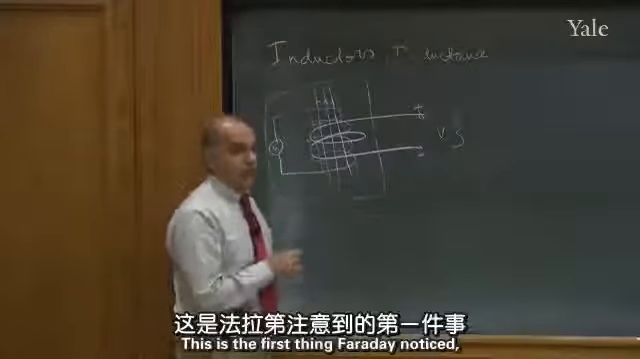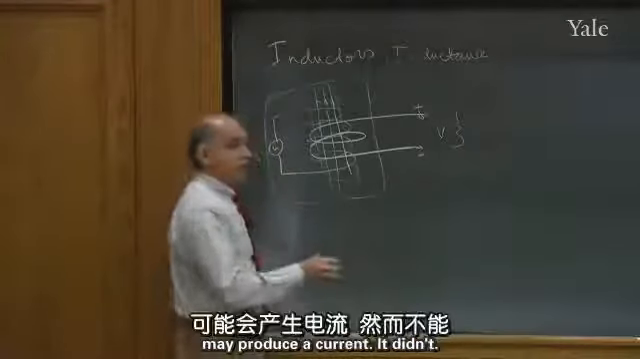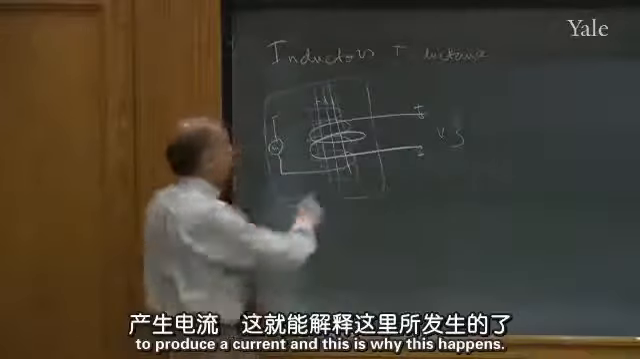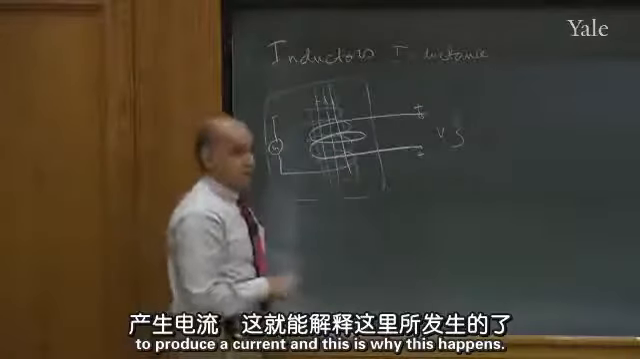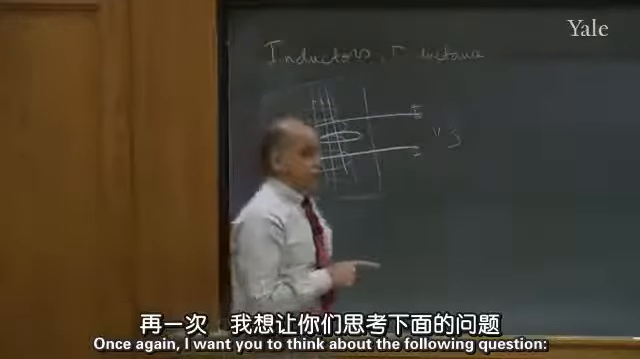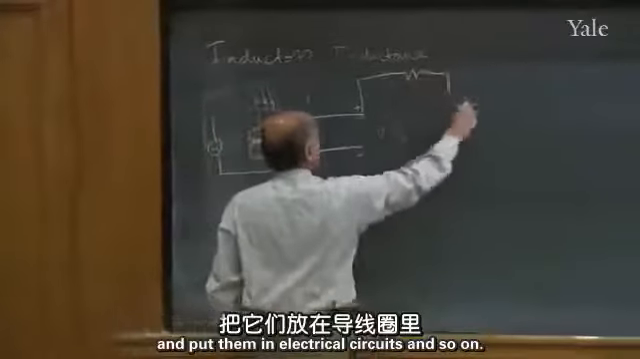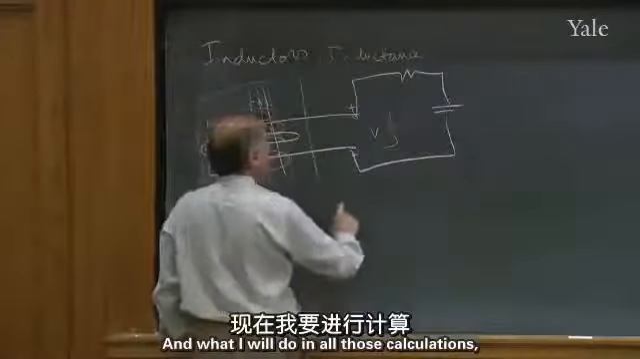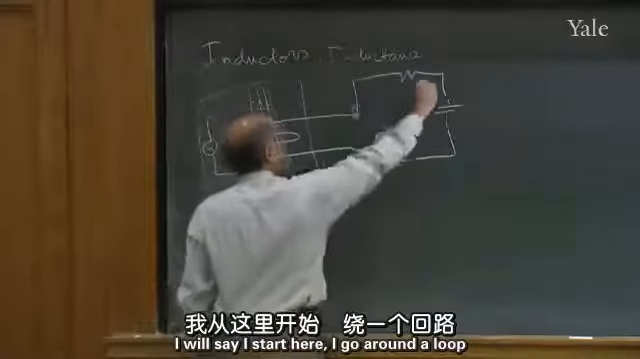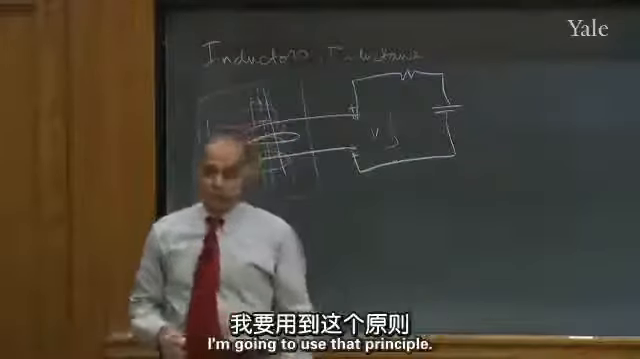This is the first thing Faraday noticed. He thought first that a magnetic field may produce a current. It didn't. Then he found a changing magnetic field is able to produce a current, and this is why this happens. Once again, I want you to think about the following question. We're going to take such things and put them in electrical circuits and so on. We'll draw all kinds of circuits later on. And what I will do in all those calculations, I will say I start here, I go around a loop, and I come back, and the change in voltage should be 0. I'm going to use that principle.